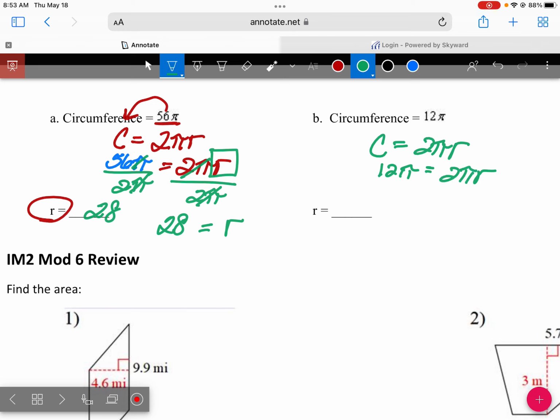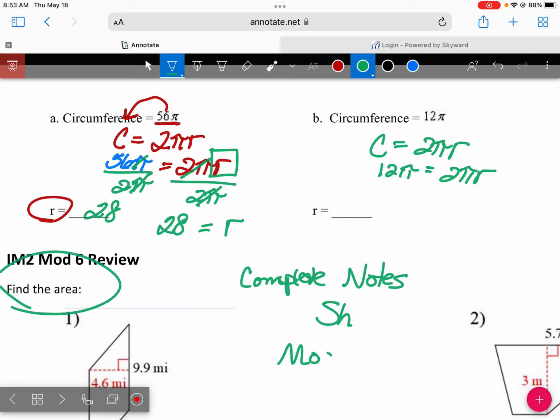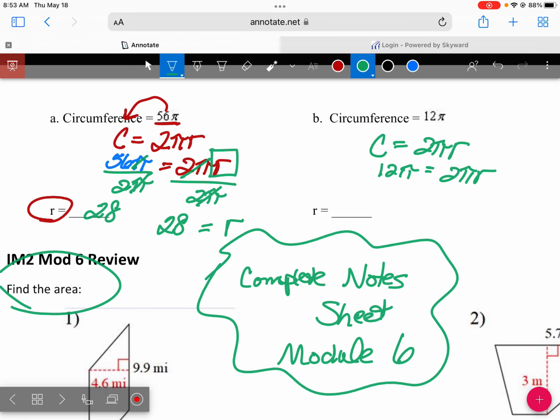Your homework tonight is to try to complete your notes for this note sheet. And I want you to do as much as you can on module 6, right below. Okay, complete your note sheet and module 6. Remember, I also have all the answers online for today's date. Okay?